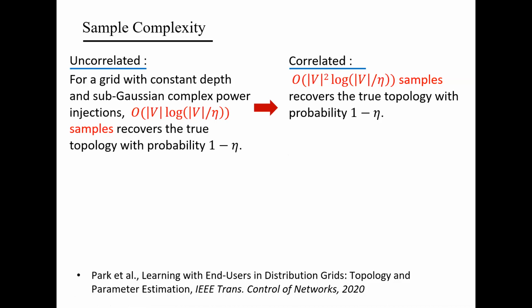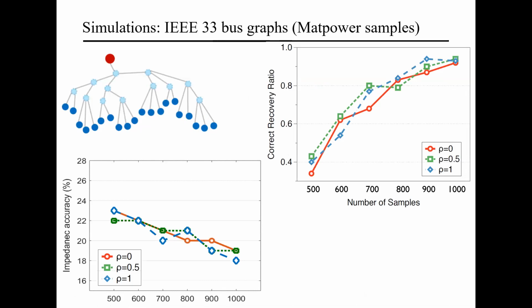And this is some basic simulations on IEEE 33 bus graphs. This is with MATPOWER generated samples. You can see around 700-800 samples is going to guarantee that you have a good enough success ratio of more than even 80%. Note that in all of the simulation results, we actually do not assume we have any prior information on the grid, other than the fact that it's radial.